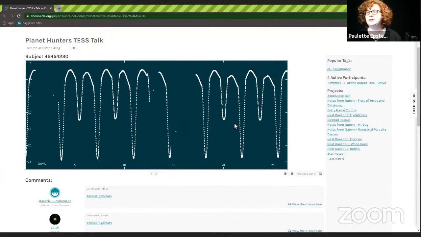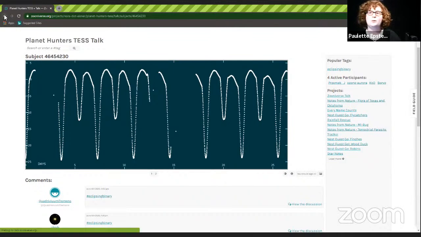For example, if we look at this one right here, what do you think? Do we think that this is an exoplanet, or do we think this is maybe two stars orbiting around each other? It turns out that even though this looks a lot like the transit method, this is actually two stars that are orbiting around each other.